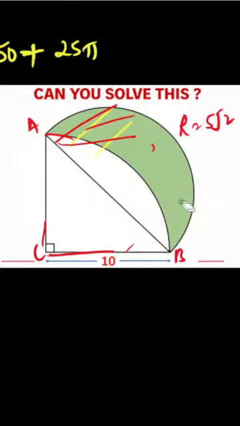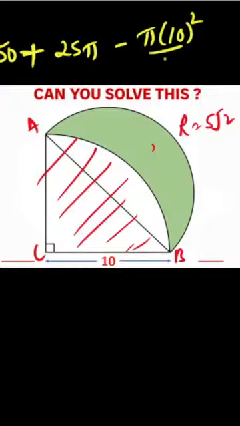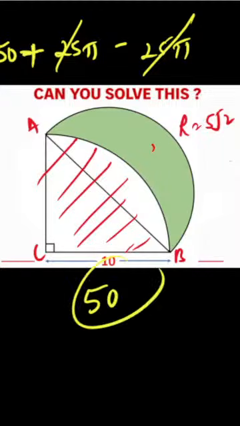I hope it is clear to you. So I'll subtract the area of this quadrant out of the total area. The area of the quadrant is going to be pi r square by 4. What is the radius of the quadrant? The quadrant radius is 10, so it's going to be pi 10 square by 4, which is nothing but 25 pi only. So 25 pi will get cancelled out, and your answer is 50 only. So 50 is the right answer.